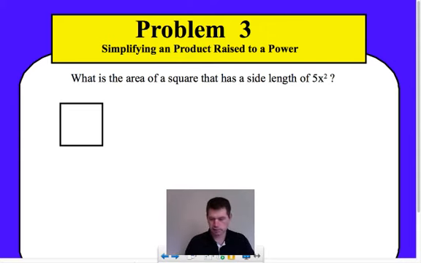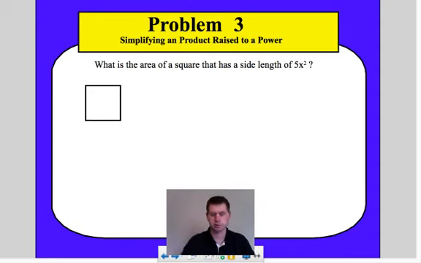So let's look at problem 3 here. Problem 3 is talking about a square, so I put the square up there, but it says what is the area of the square that has a side length 5x squared? So this one has side length 5x squared. So you've got to remember rules of squares to start. It has a length and a width that is 5x squared, since all sides are the same.